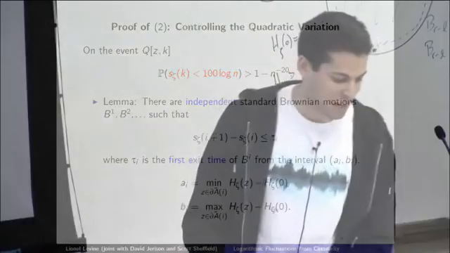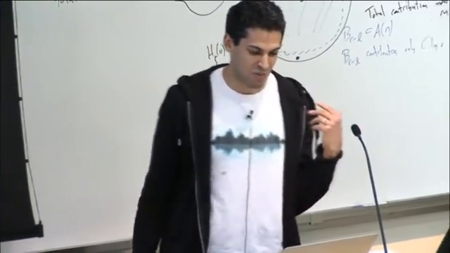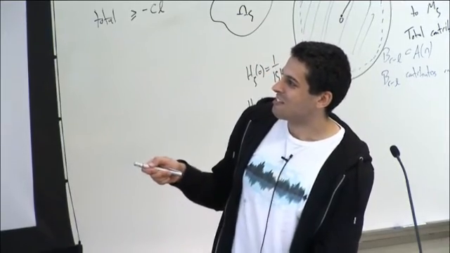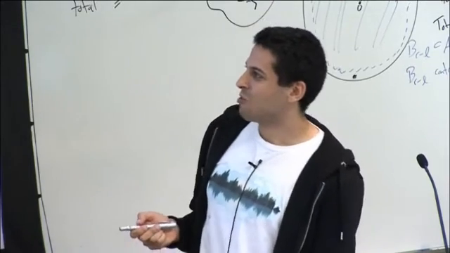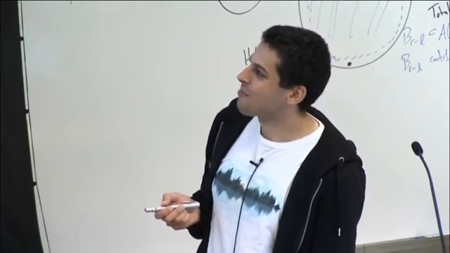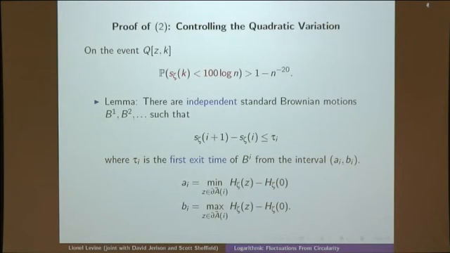Okay, so we want to show the elapsed time is small. And so here, what we're going to do is take this quadratic variation time change and look at its increments. And what we'll show is that they're independent standard Brownian motions such that these increments are bounded above by the exit time of these Brownian motions from a certain interval.